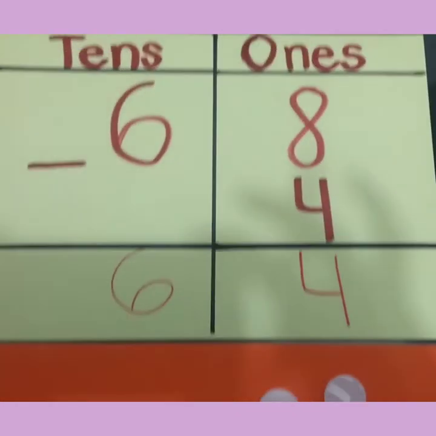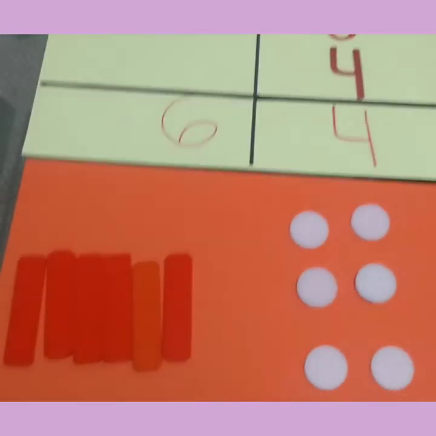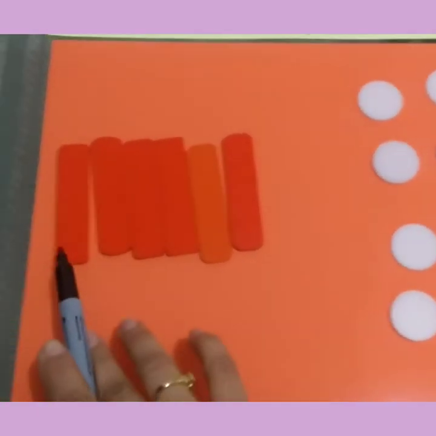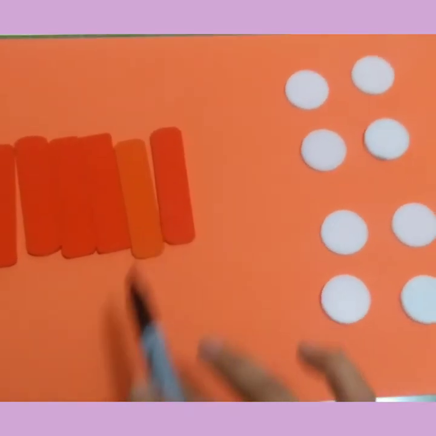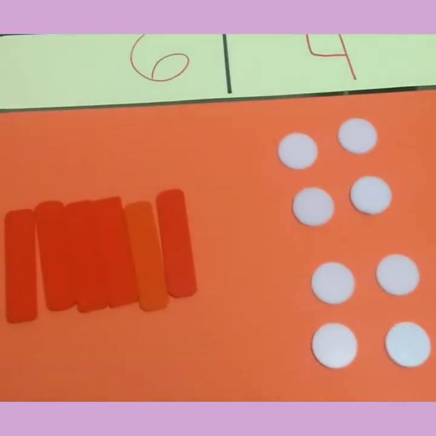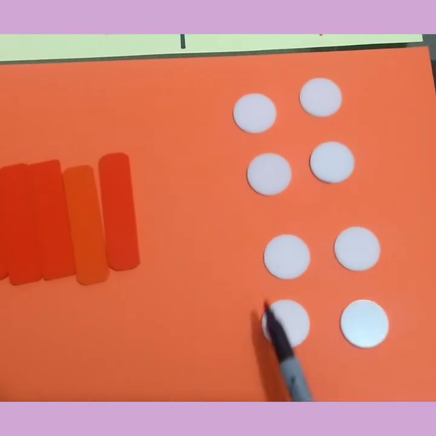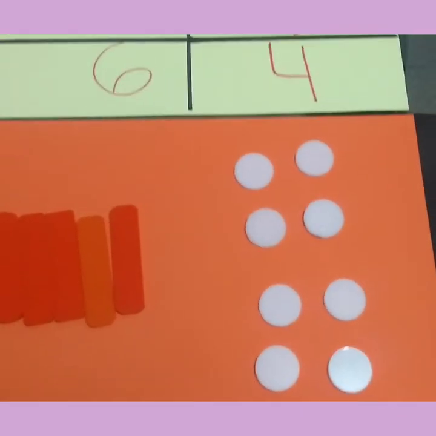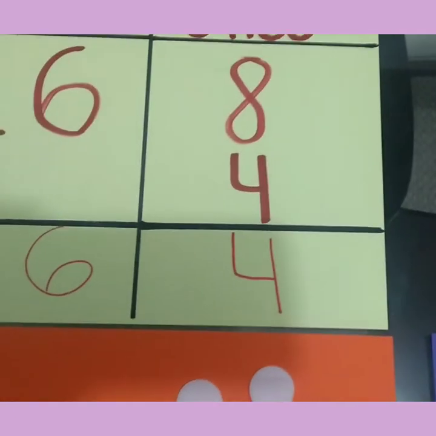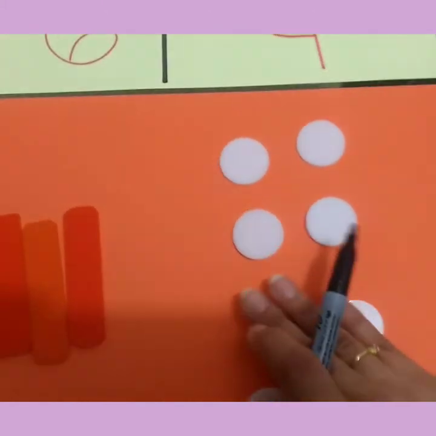Here we have the same subtraction, but in this case we have different manipulatives. 10, 20, 30, 40, 50, and 60 in the tens place, and 1, 2, 3, 4, 5, 6, 7, 8 in the ones place. So we need to solve 8 minus 4, that is 4. We are going to remove 4 of the ones that we have here.